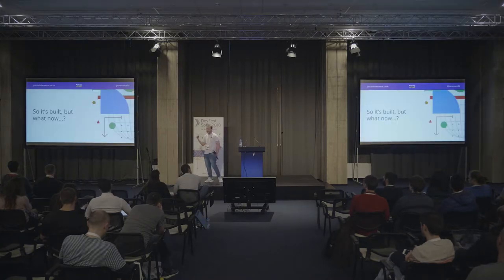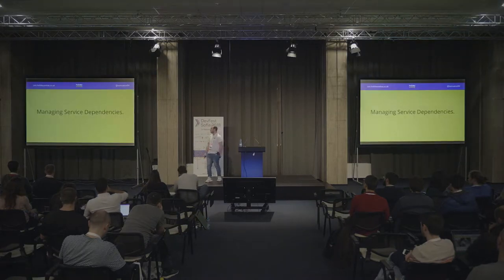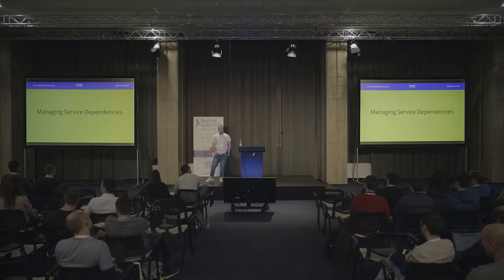So it's built. We have something that's running, and it's doing its job. But what's next? I don't know how many people use Node.js, but we end up with a lot of dependencies, and keeping those up to date is really difficult. As of yesterday, we were running 200 microservices in production. If each of those has 10 dependencies, we have 2,000 dependencies to try and keep up to date. This just isn't practical to do manually.